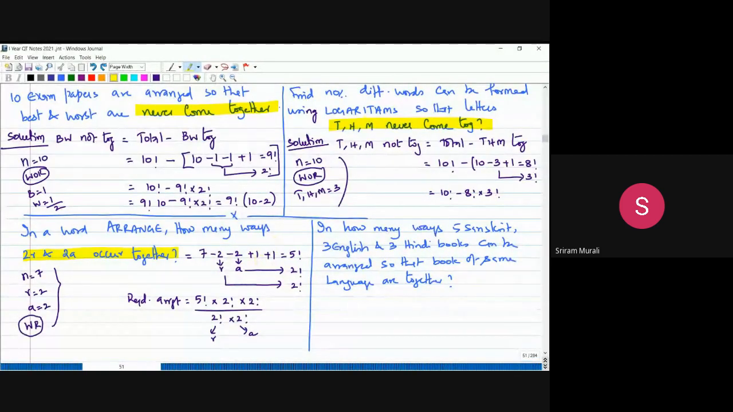If you come to this problem, logarithm, take a total of 10, subtract 3. Why are we subtracting 3? THM. So all the THM should be brought together. Then take all the THM as one letter. So the resulting letter can be arranged in 8, I mean 8 factorial. This THM itself can be arranged in another 3 factorial. So the required arrangement by the counting principle, since we are arranging together, therefore we multiply. Do you understand now all the 3 problems?